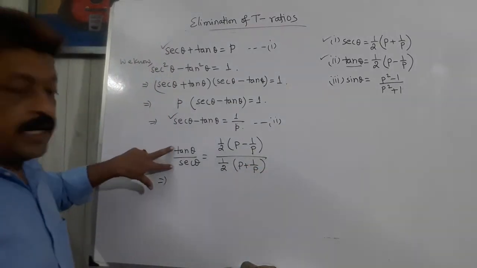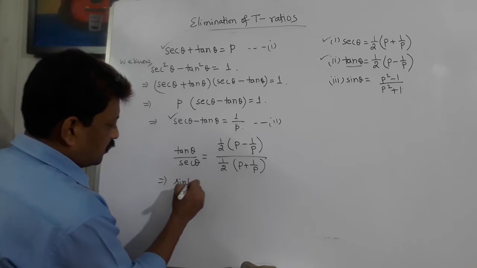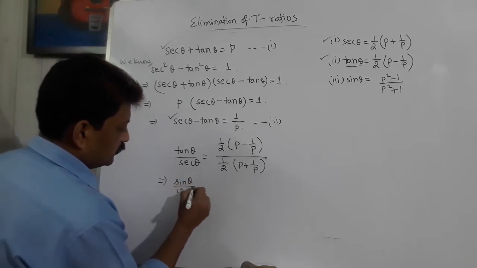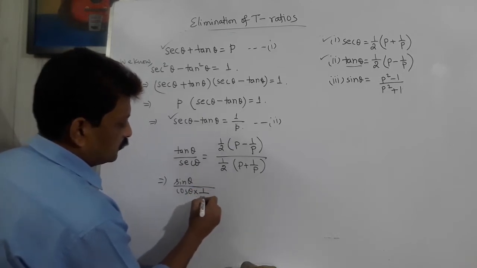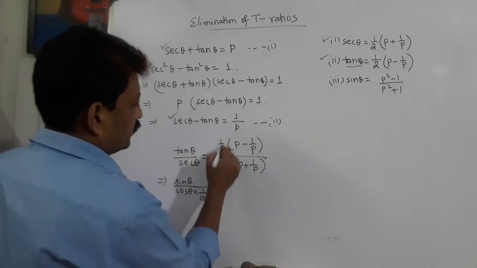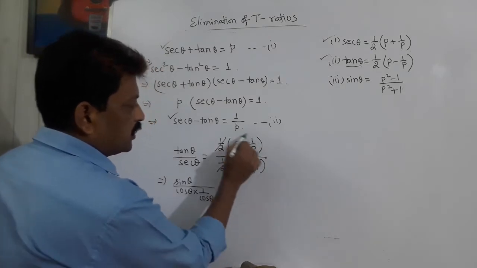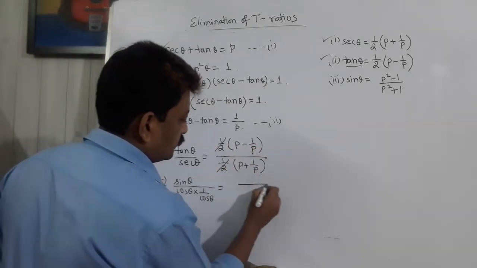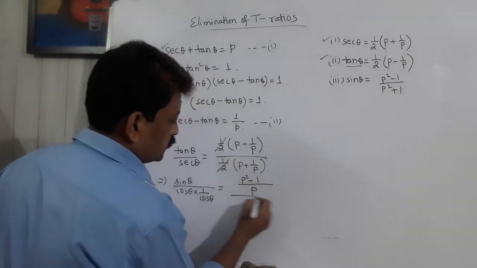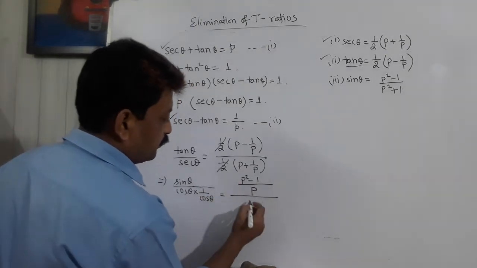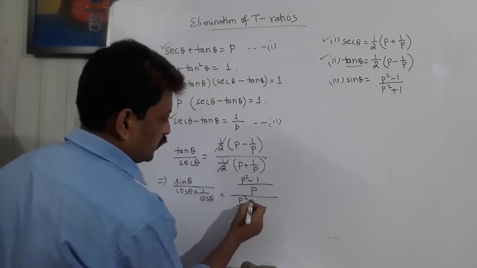Now tan theta multiplied with sec theta, what will happen? Tan theta means sin theta upon cos theta, and sec theta means 1 upon cos theta, equals to, here we can cancel this 1 upon 2, 1 upon 2. So here on the numerator part, we have to find the LCM. So the LCM will be p, and this will be p square minus 1. The denominator also, the LCM will be p, and it will be p multiplied with p square plus 1.